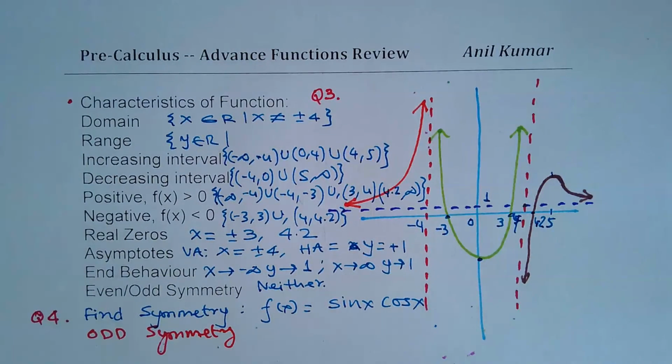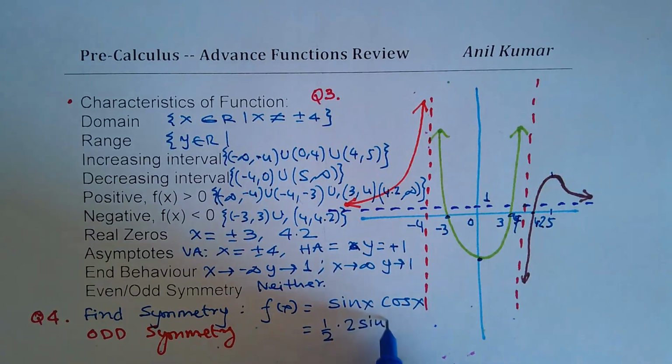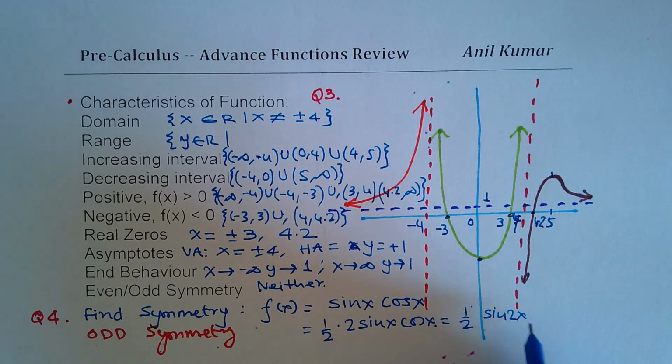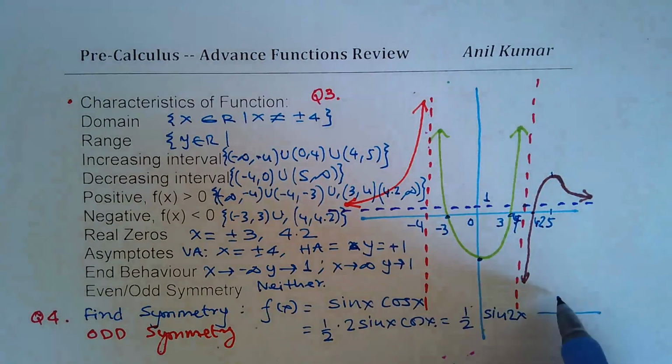Why? Well, some of you can just sketch it and also think about it as half of 2 times sine x cos x, which is half of sine 2x, and you know this has odd symmetry. Perfect. You could sketch it. Shall I? Okay, let me just sketch it here.